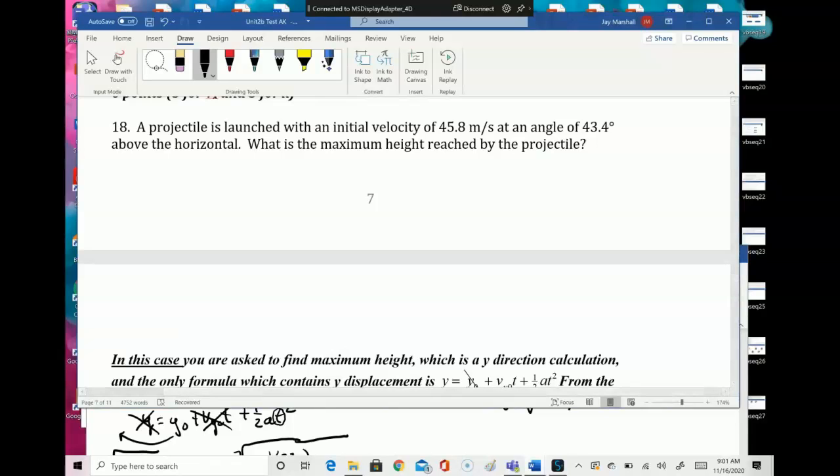A projectile is launched with an initial velocity of 45.8 meters per second at an angle of 43.4 degrees. V equals 45.8 meters per second. What is the maximum height?